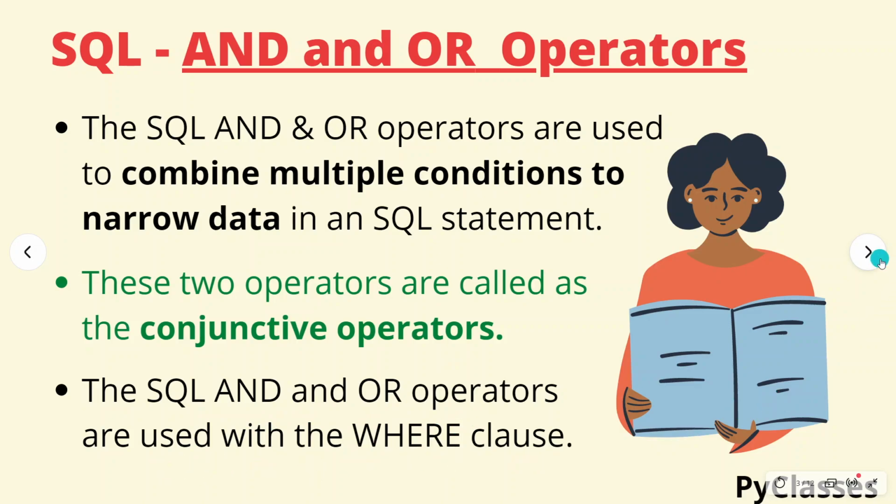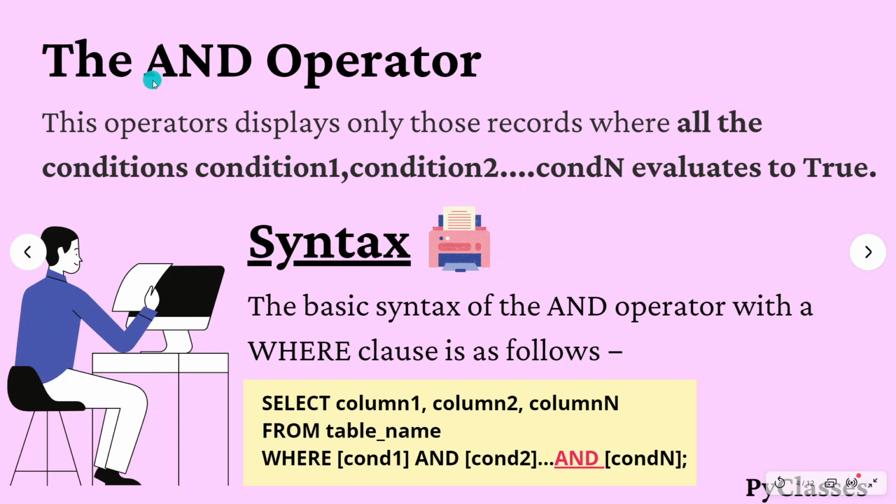So moving on to our first topic, AND operator. This operator displays only those records where all the conditions evaluate to true. So the basic syntax of AND operator with WHERE clause is given below. SELECT column name FROM table name WHERE conditions with AND operator; semicolon.